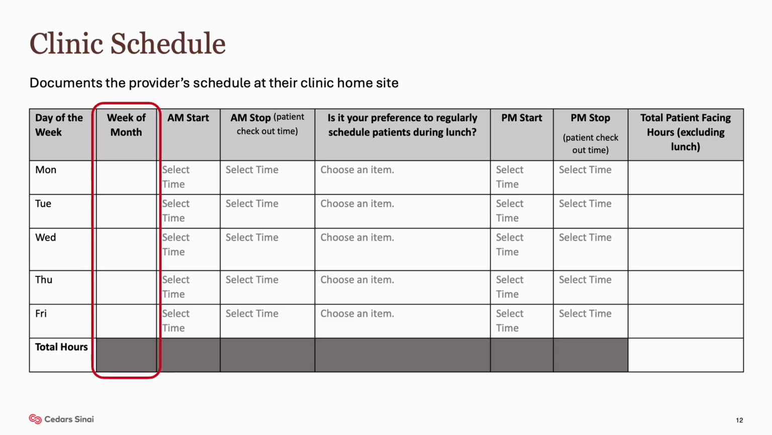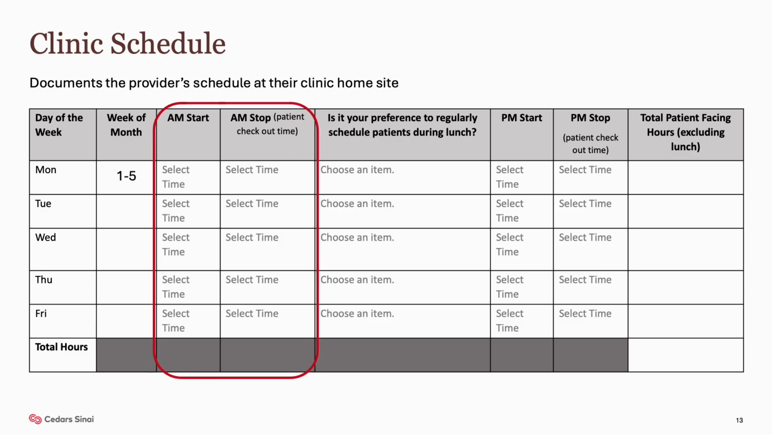The week of month column asks you to specify which week of the month the provider works this schedule. For this column, you need to input the numbers between 1 through 5 to signify the respective week of the month the provider has clinic. For example, if the provider works every Monday of the month, then you would enter 1 through 5 to indicate each week of the month. If the provider has clinic on the first and third Tuesday of the month, then you would put 1 and 3.